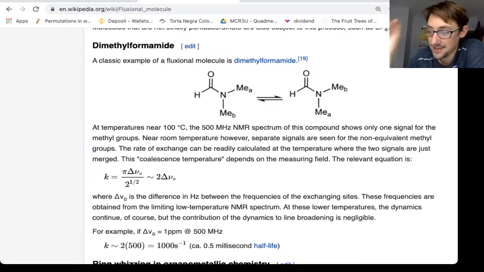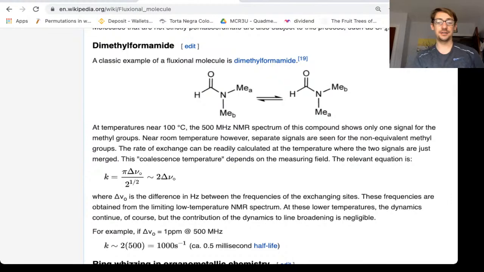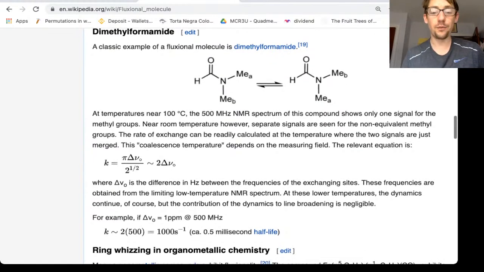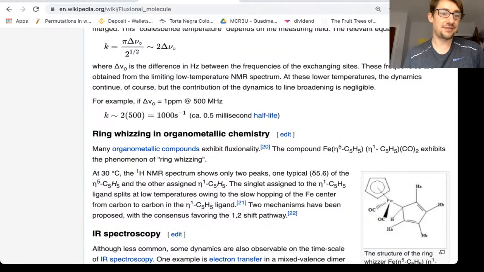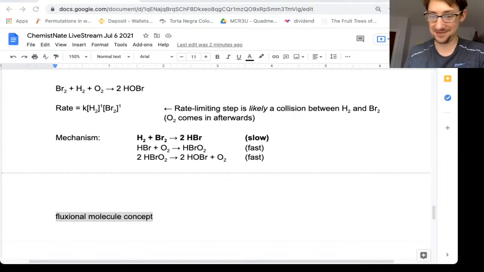I have no idea. Nope. Man, maybe I should have, I'll take questions ahead of time next time, maybe, eh? Fluxational molecule concept. Never heard about it in my life. Will have to learn it on my own. Ring whizzing? The heck? Never heard of it. I don't know. I'll try to learn it. Sorry to those of you who are asking about that.